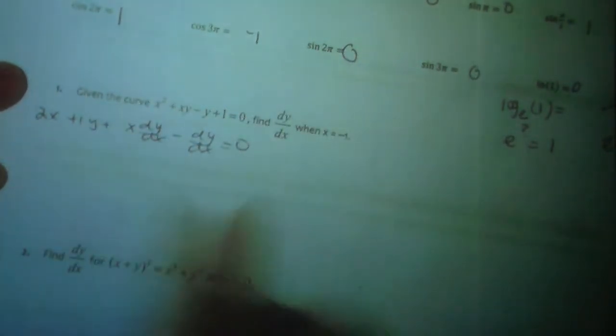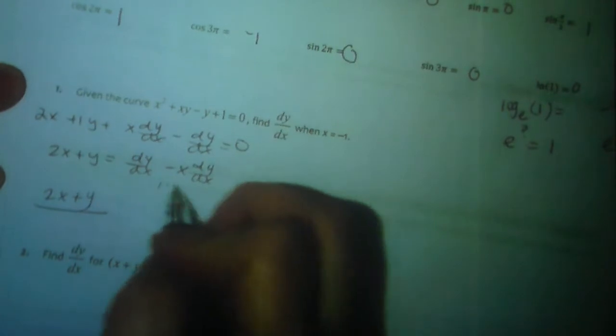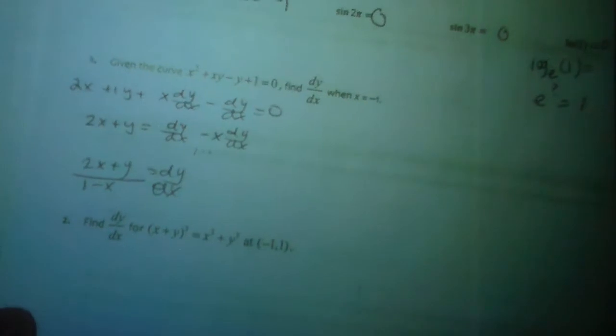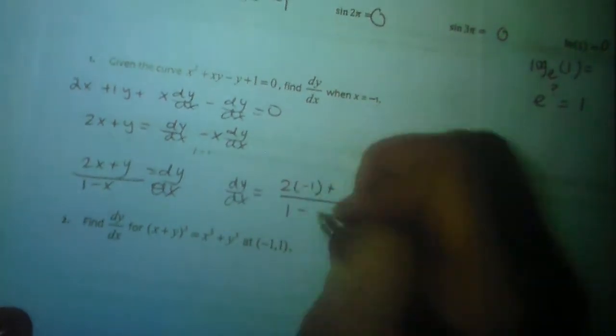Finding dy dx when x equals negative 1, so take the derivative, product rule here. I'm going to move these over, so I have 2x plus y equals dy dx minus x dy dx. I'm going to factor out a dy dx, and I'll be left with 1 minus x, and I'll divide that over. Now I'm trying to plug in when x equals negative 1, so dy dx equals 2 times negative 1 plus y over 1 minus negative 1.